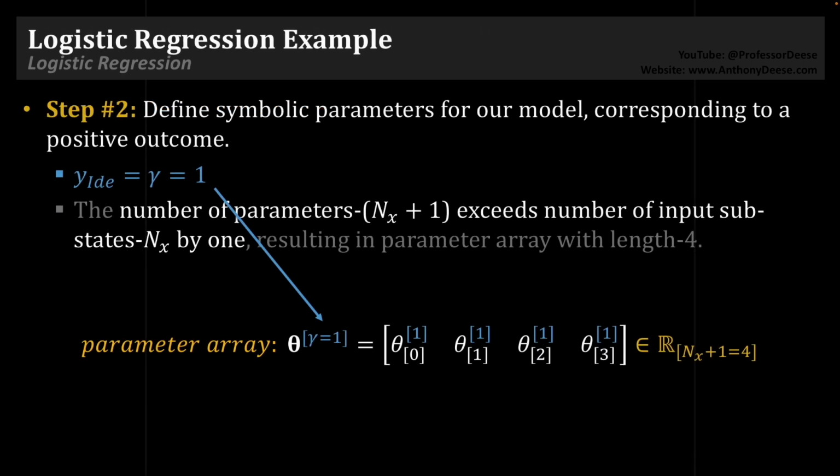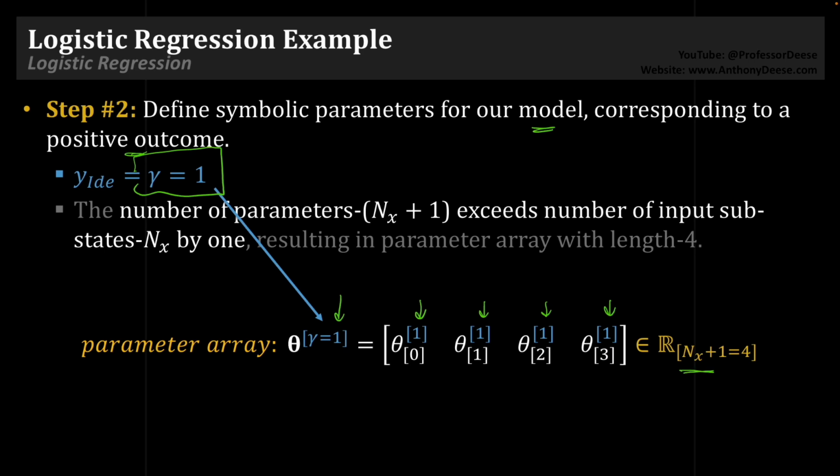So step number 2 requires us to define symbolic parameters for a model that correspond to a positive outcome. Now we could run this logistic regression in terms of gamma equals 1 or gamma equals 0, right? The probability that the animal pursues the food or the probability that the animal doesn't pursue the food. We are assuming for this kind of binary classification that the sum of those 2 probabilities equals 100%. So either one is fine. I'm going to go ahead and use the positive outcome. So we are going to be looking to define parameters that estimate the probability that an input is associated with yes, it pursues the food. And so that's why you see the blue superscript here is a 1 for all of these parameters. Again, indicating these parameters allow us to estimate the probability that yes, the animal pursues the food.